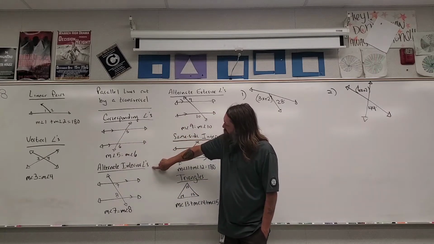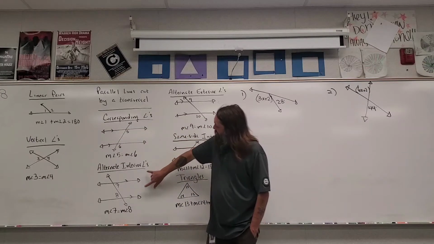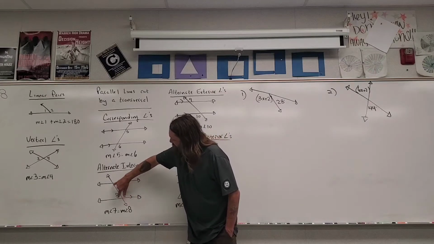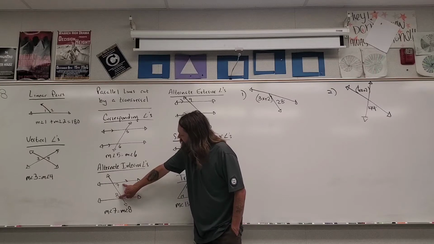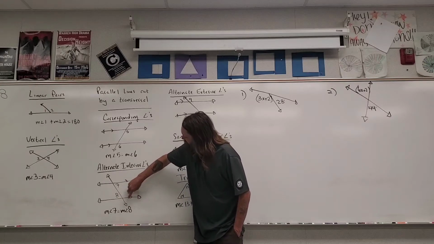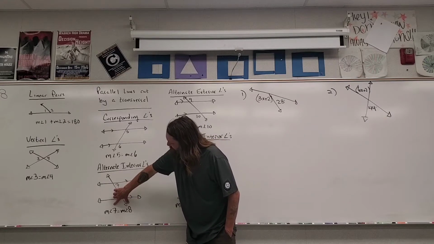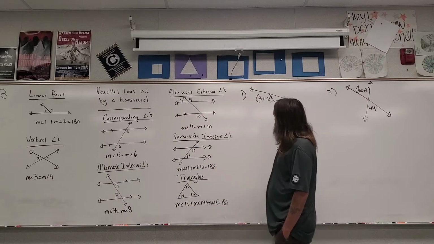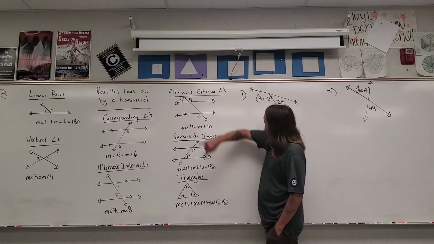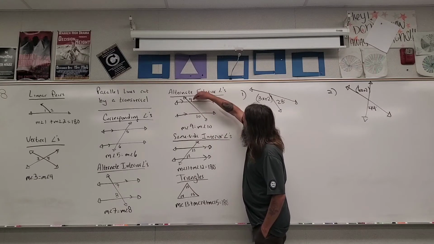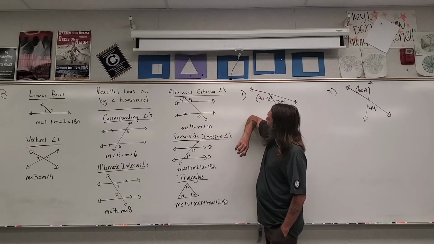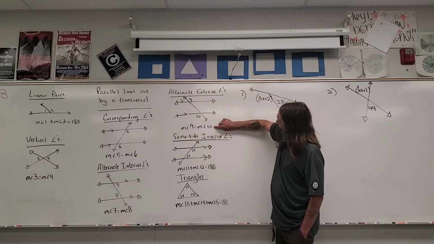The next angle pairs are alternate interior angles. Again, the lines have to be parallel. They're both in the interior and they're alternating sides of the transversal. So if you have alternate interior angles and the lines are parallel, those angles must be equal. The next type of angles are called alternate exterior angles. Again, the lines need to be parallel and they're in the exterior and they're alternating sides of the transversal. If you have alternate exterior angles, those angles must be equal.